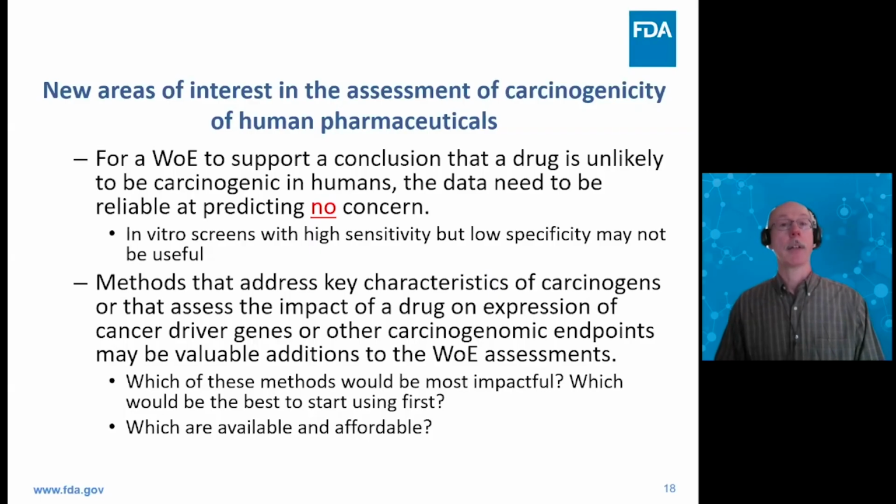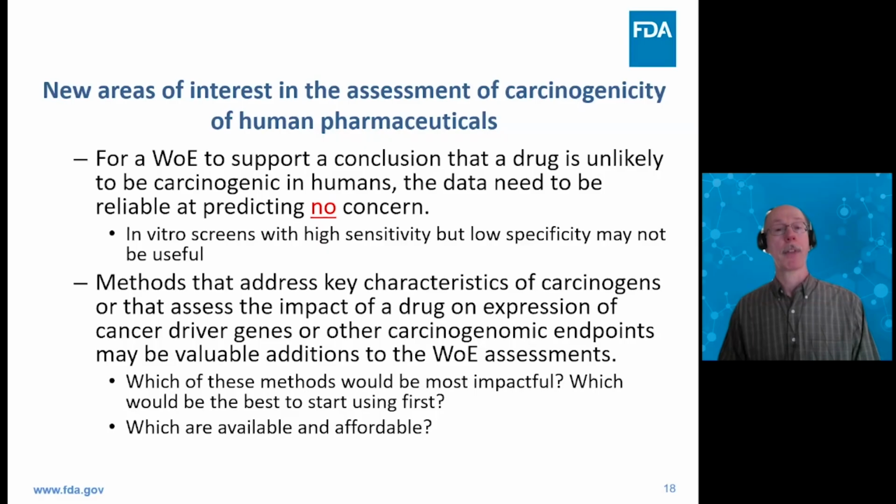And then finally, we think that for the weight of evidence to support a conclusion that a drug is unlikely to be carcinogenic in humans, the data for that need to be reliable at predicting no concern. This might be a little different from using some of these sorts of data for other types of evaluations. So an in vitro screen with a high sensitivity to detect a potential carcinogenic signal, but a low specificity, may not be particularly useful for this approach.